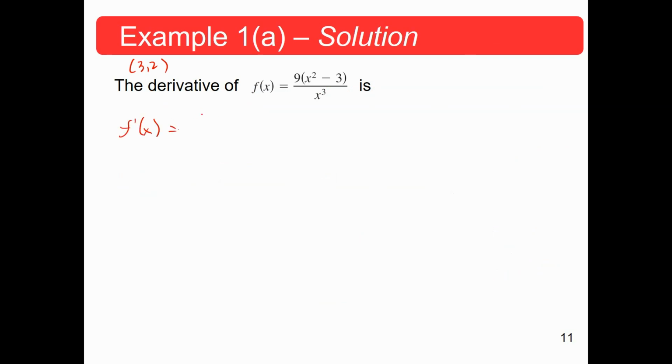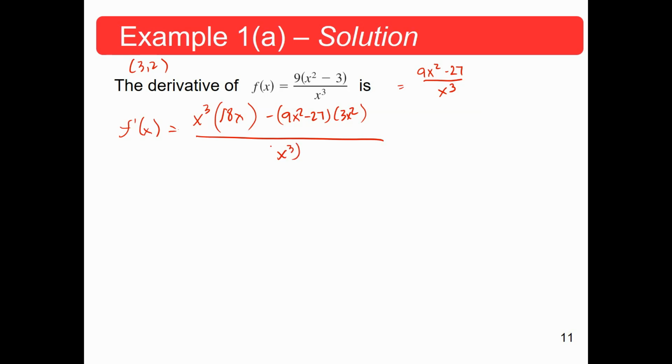So low d high, right, because we can rewrite this as 9x squared minus 27 over x cubed. Makes it a little easier when doing low d high minus high d low, all over low low.